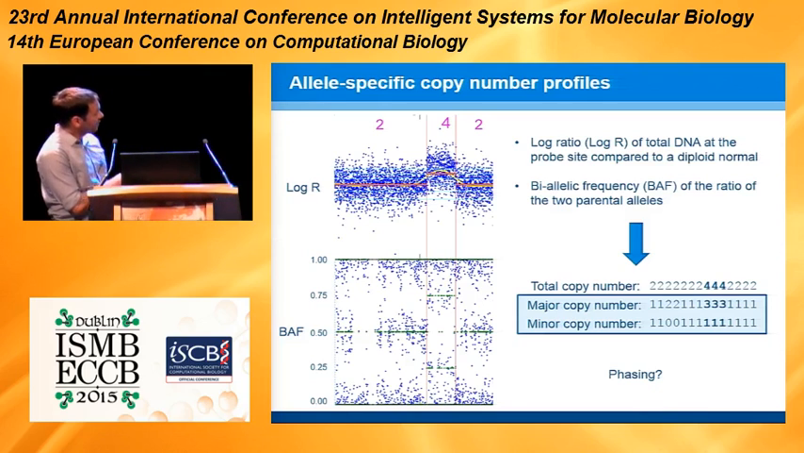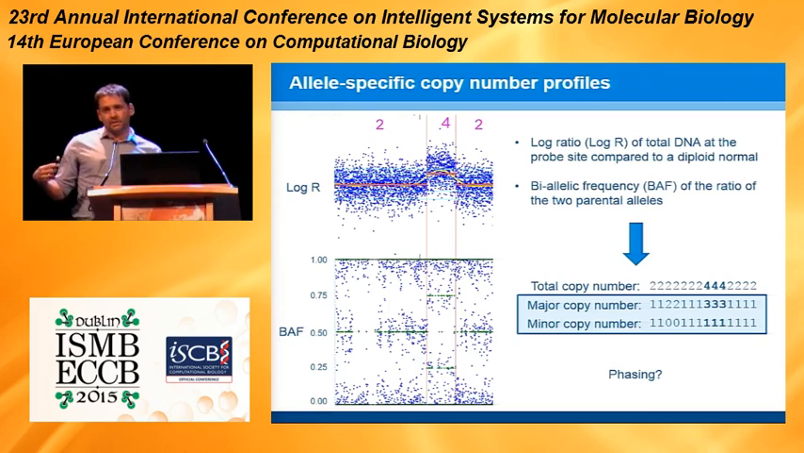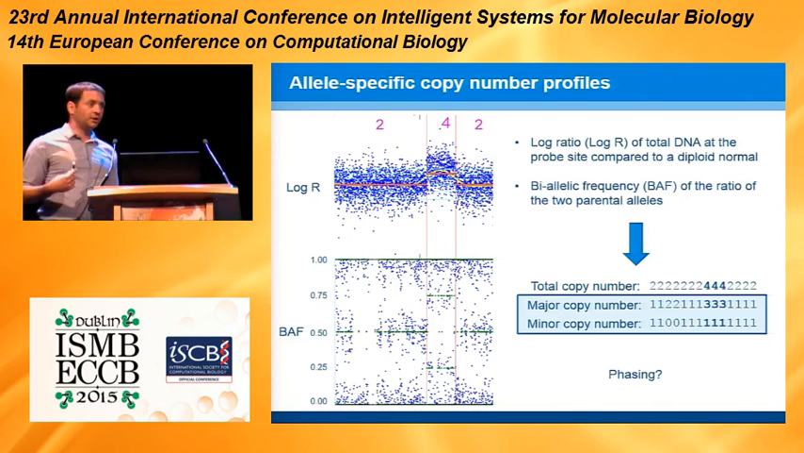So instead of just getting the total copy number, what you actually get is the major and the minor copy number for each genomic segment. That's typically referred to as allele-specific copy numbers, but the problem here is that the phasing is unknown.